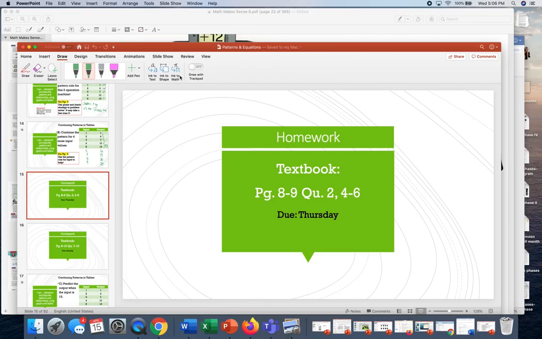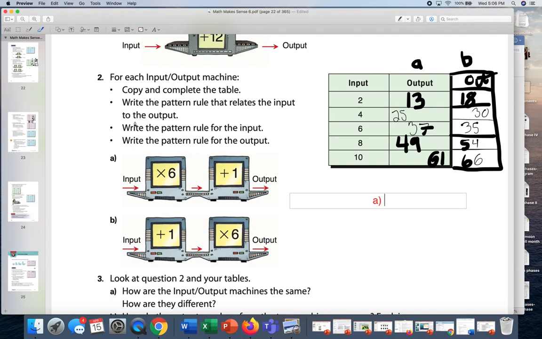Okay, so here we are. We have to do question 2 in the textbook. So first of all, copy and complete the table. I'm going to go through all of A first, and then I'll switch to B. I've already kind of filled in the numbers to keep it a little bit easier. So you get 1 mark for completing the table, which would be using times 6 plus 1. So 2 times 6 is 12 plus 1 is 13, and then we follow that pattern: 25, 37, 49, and then 61. Okay, so that is the first part of the question done.